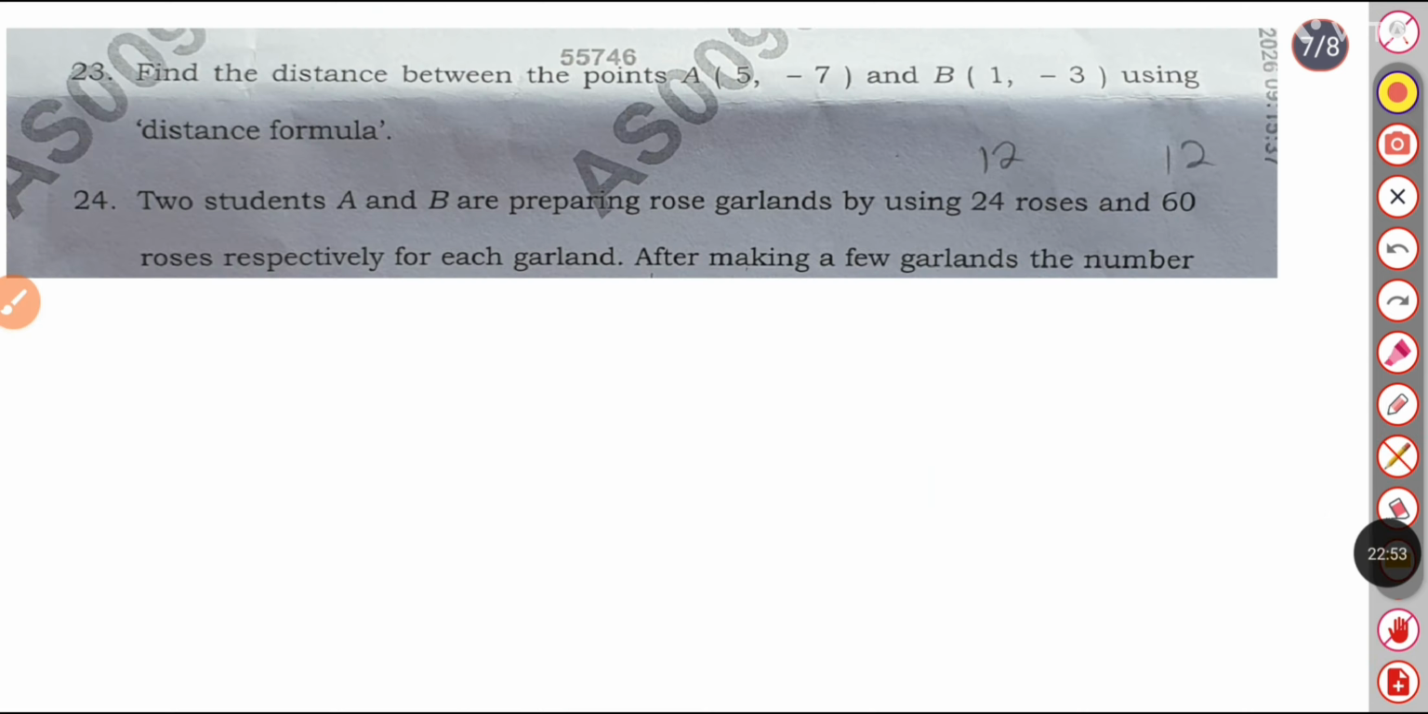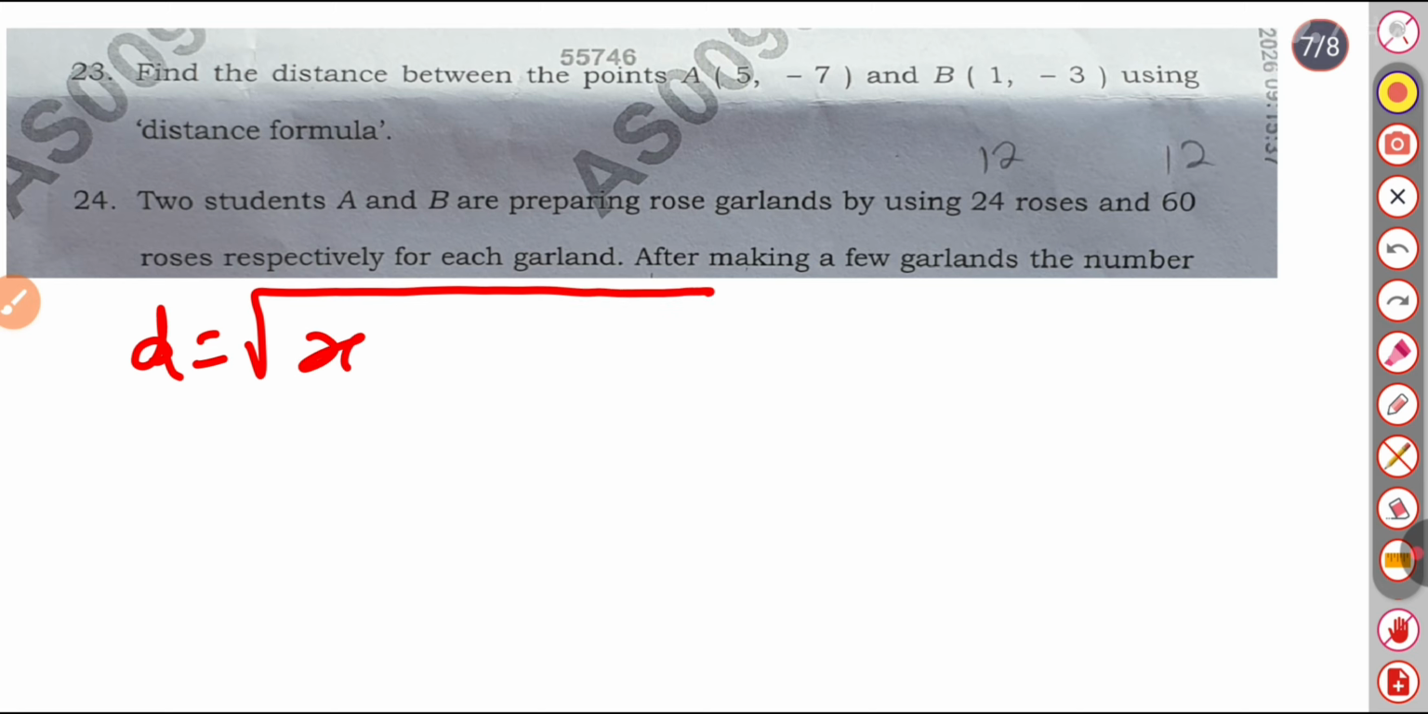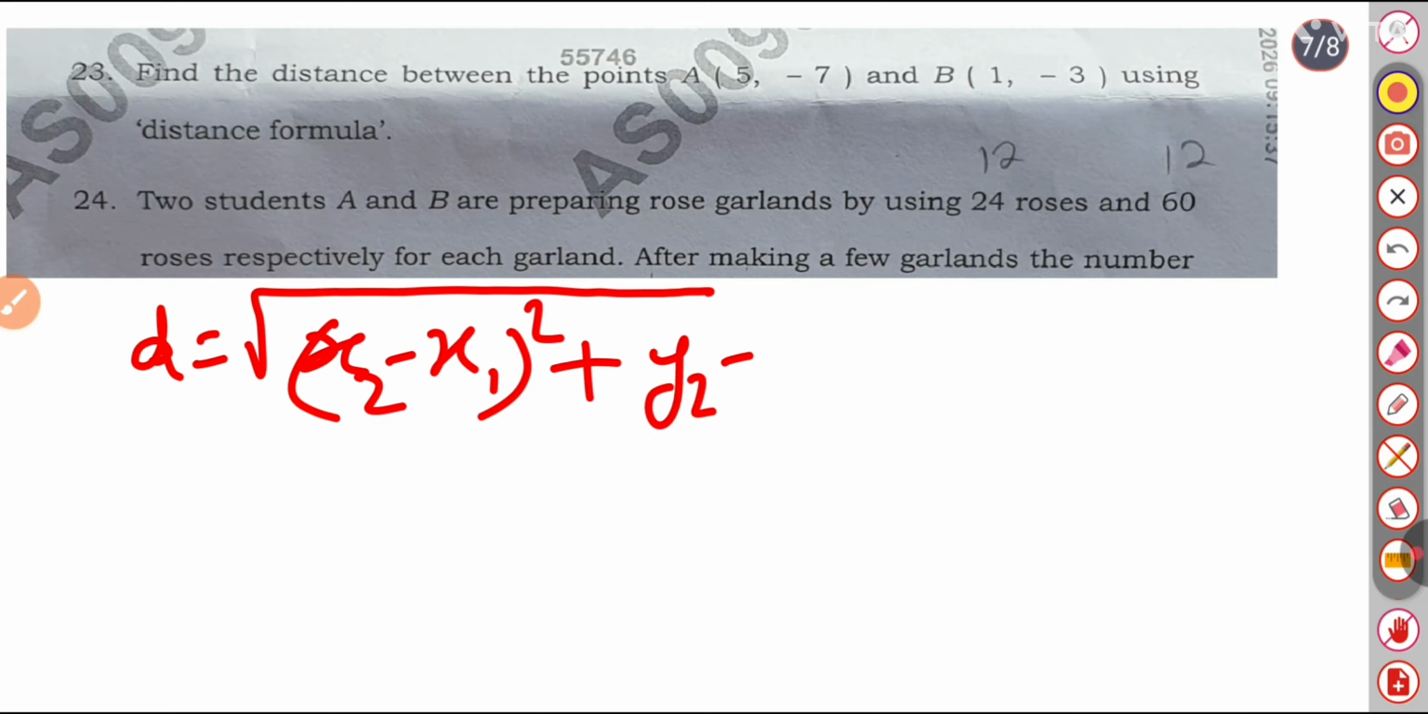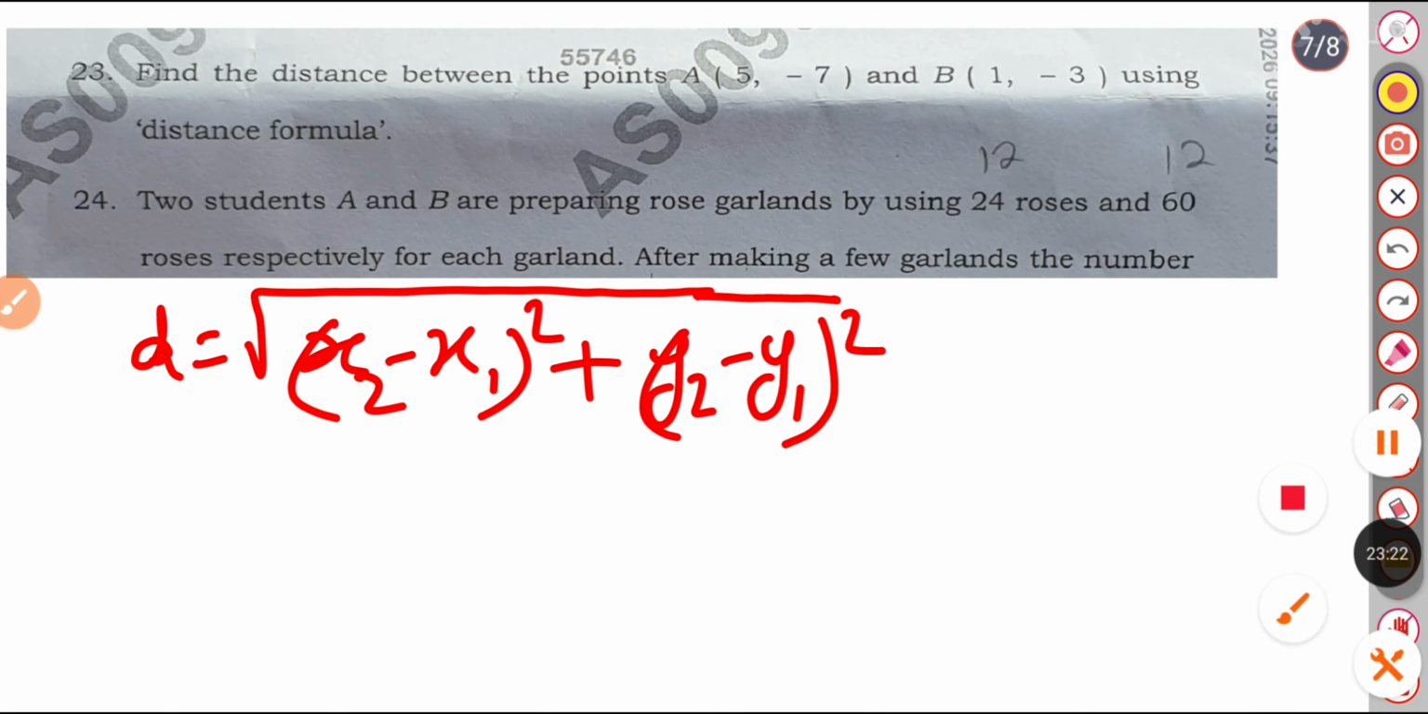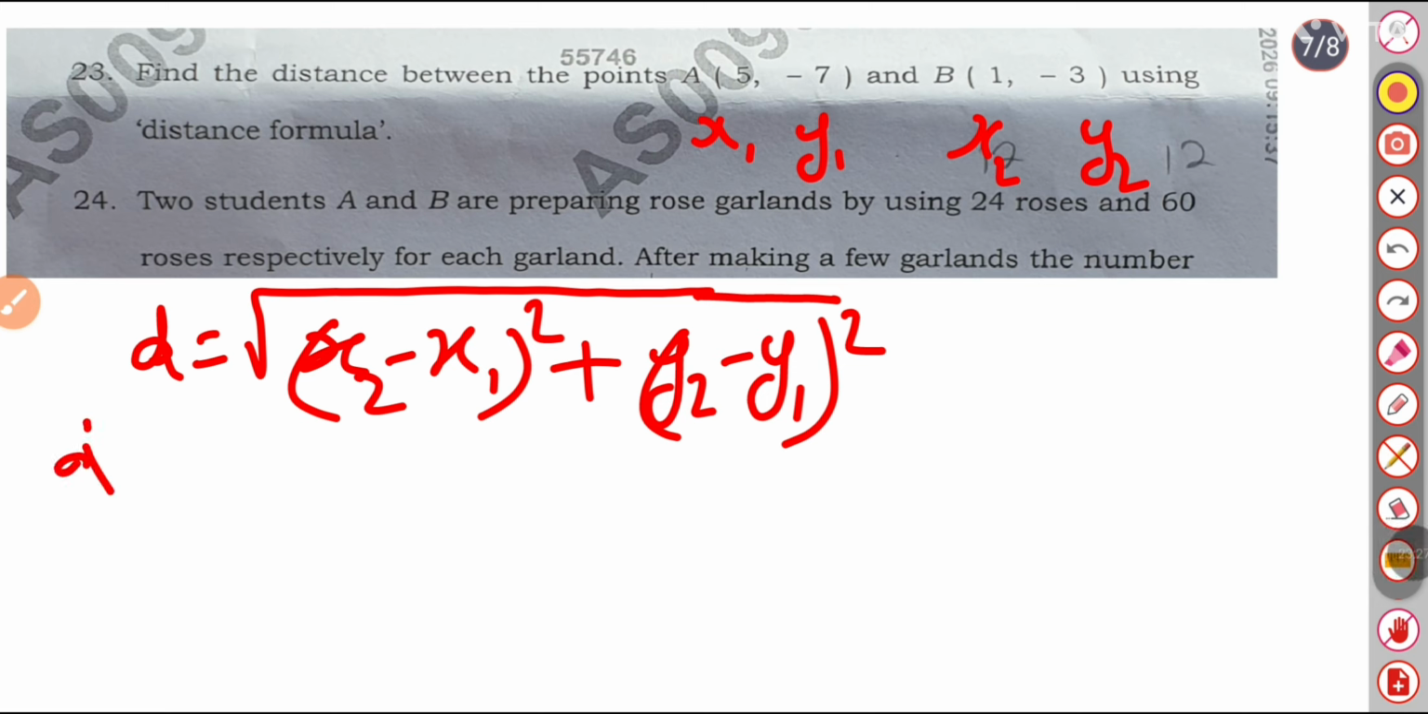Next question, question number 23. Find the distance between the points A (5, minus 7) and B (1, minus 3) using the distance formula. The distance formula is the root of x2 minus x1 whole square plus y2 minus y1 whole square.